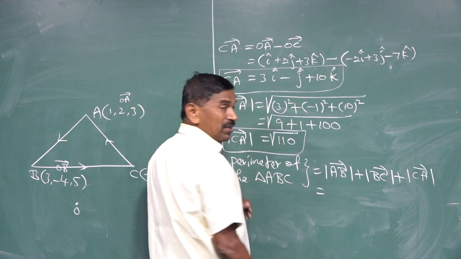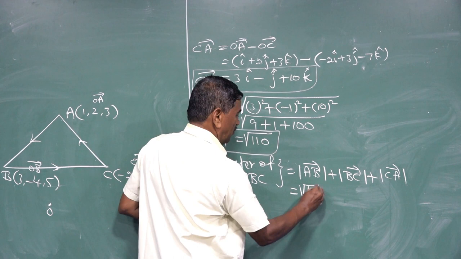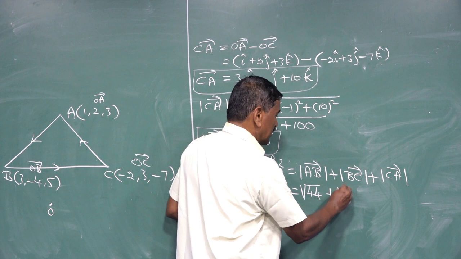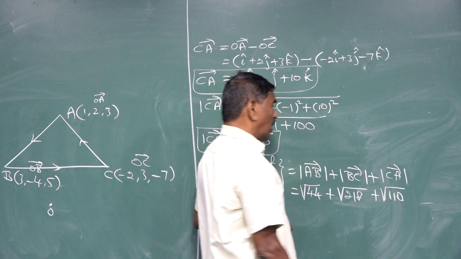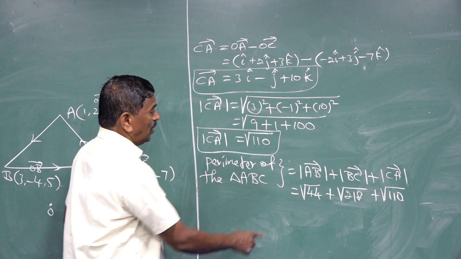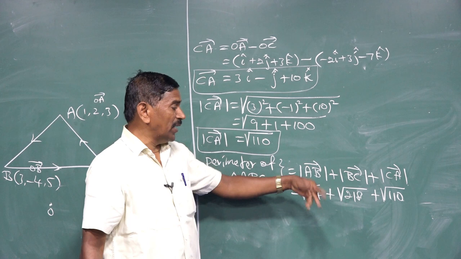Which is equal to modulus AB vector, square root of 44, plus modulus BC vector, square root of 218, plus modulus CA vector equal to square root of 110. And this answer is left at this stage itself. So perimeter of the triangle ABC equal to root 44 plus square root of 218 plus square root of 110. So the answer is completed.